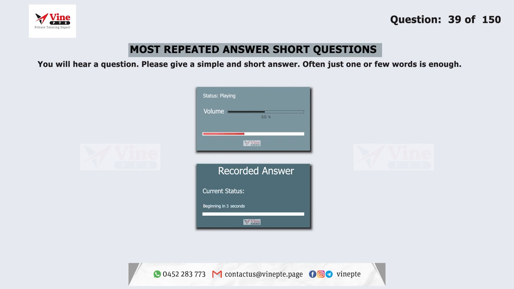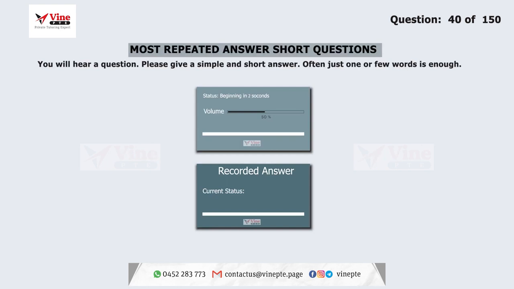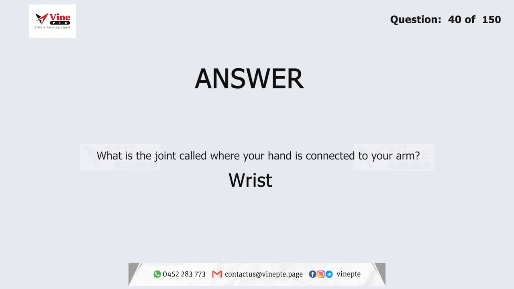Would you measure the volume of water in liters or kilos? Liters. What is the joint called where your hand is connected to your arm? Wrist.